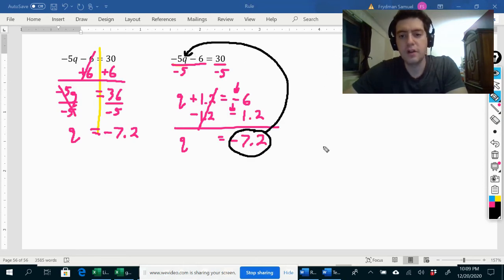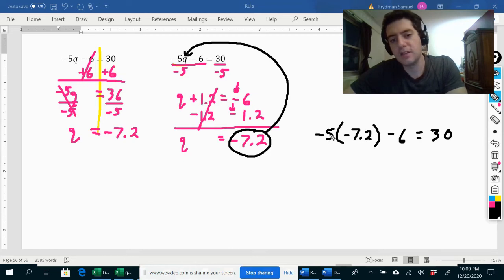So we have, I'll do it over here, negative 5 and then q we figured out was negative 7.2. Let's make sure that that's correct. Negative 5 times negative 7.2, and then minus 6 equals 30. Let's see, minus 6 equals 30. So a negative times a negative is positive, and 5 times 7.2 is 36.